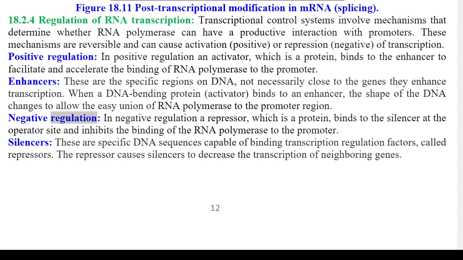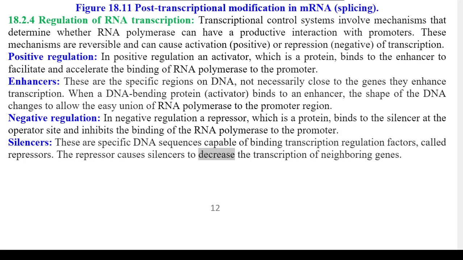Negative regulation. In negative regulation, a repressor, which is a protein, binds to the silencer at the operator site and inhibits the binding of the RNA polymerase to the promoter. Silencers. These are specific DNA sequences capable of binding transcription regulation factors, called repressors. The repressor causes silencers to decrease the transcription of neighboring genes.